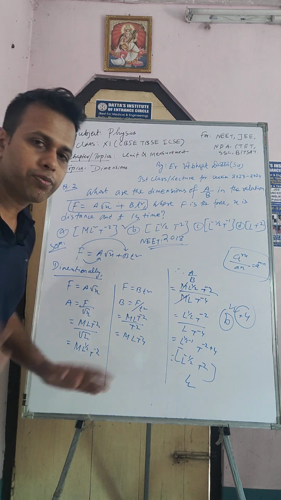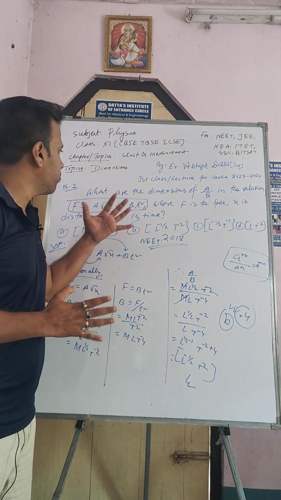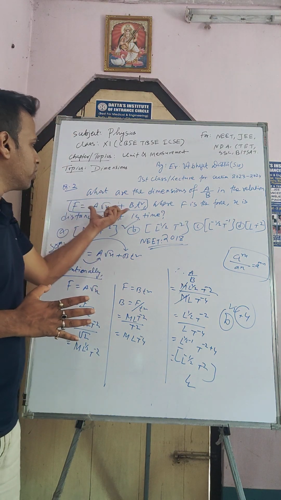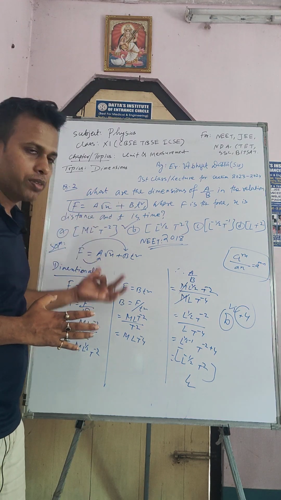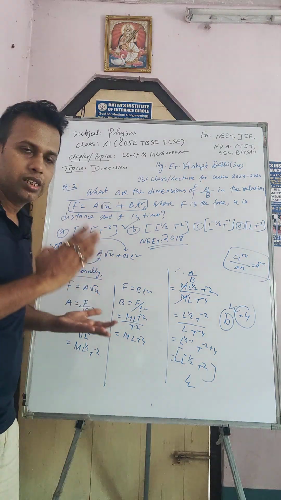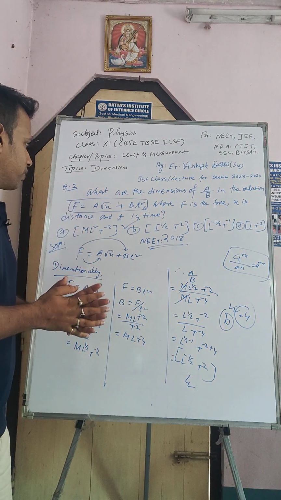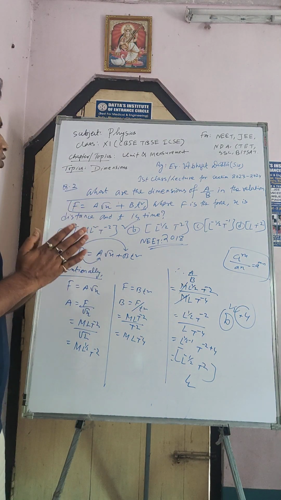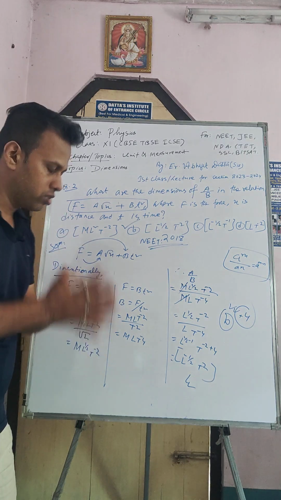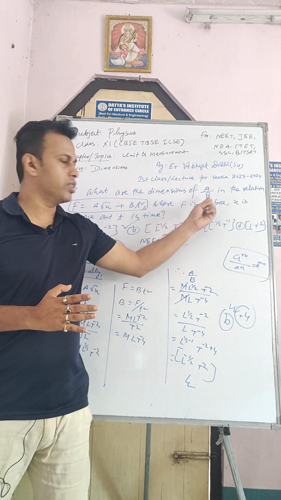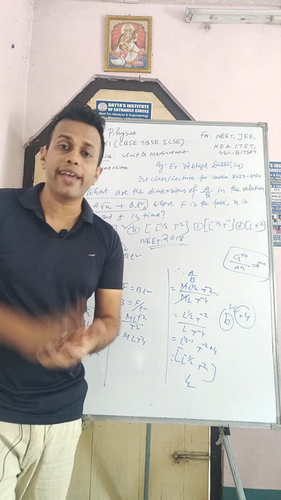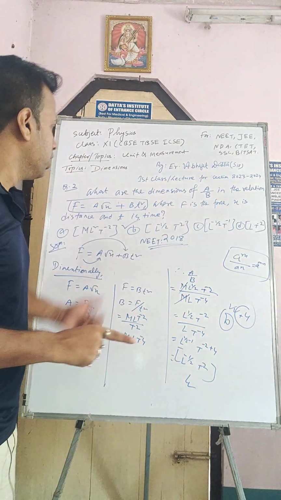So let me explain again in short. You are given one equation, which contains two constants, A and B, and F is force, x is length, and t is time. From that you have to find out the dimension of A by B. So first you have to find out what the dimension of A is and what B is.